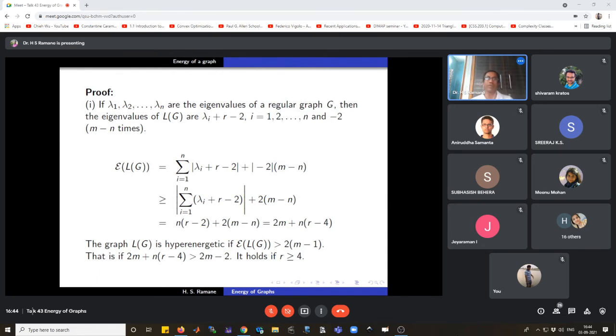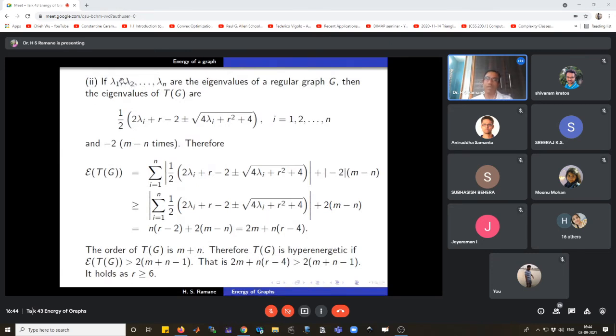Similarly for the total graph. In the total graph, suppose lambda 1, lambda 2, ..., lambda n are the eigenvalues of a regular graph G, then the eigenvalues of T of G are obtained by 1 by 2 times 2 lambda plus r minus 2 plus or minus the square root of this, and the remaining minus 2, which occurs m minus n times. So the energy of T of G, taking this outside, is more than or equal to 2, and then again simplifying, the sum of lambda is 0, and this r minus 2 appears 2n times because of the plus sign as well as the negative sign. And this term gets cancelled.